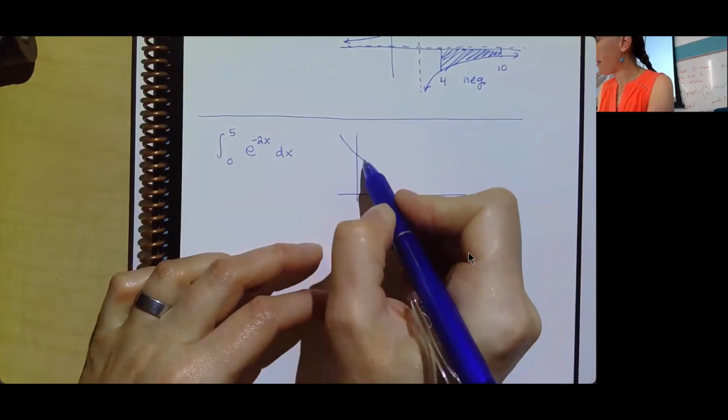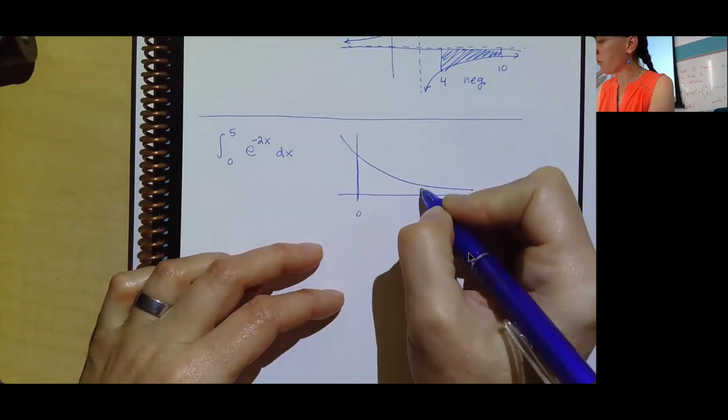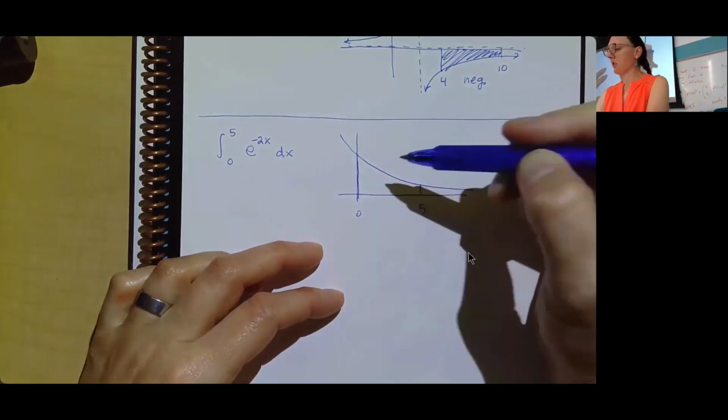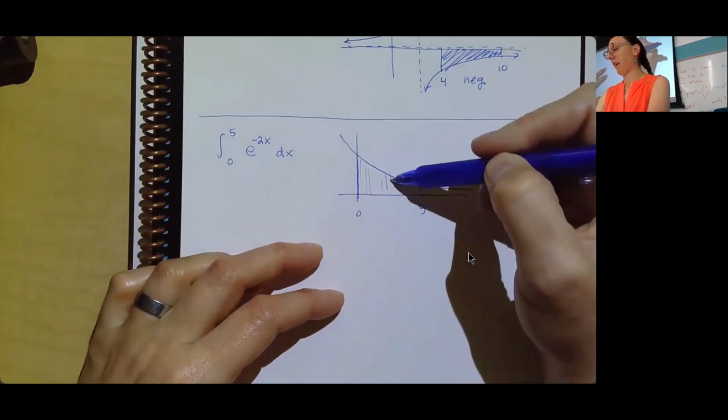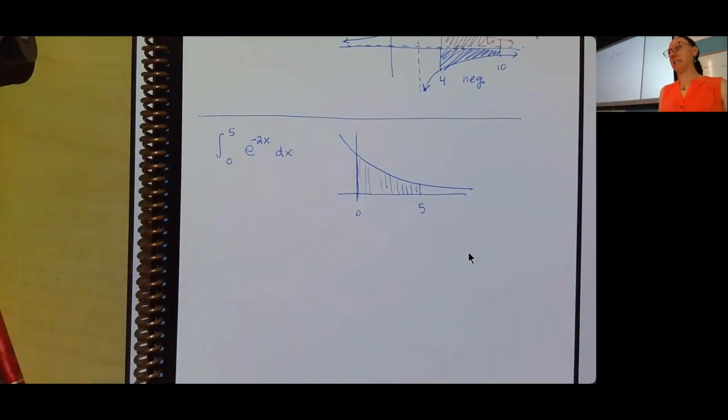Got some kind of e to the negative x, and I want to go from 0 to 5, and just go ahead and find that area in there. I'm going to let you find that area on your paper. I'm going to give it a shot.